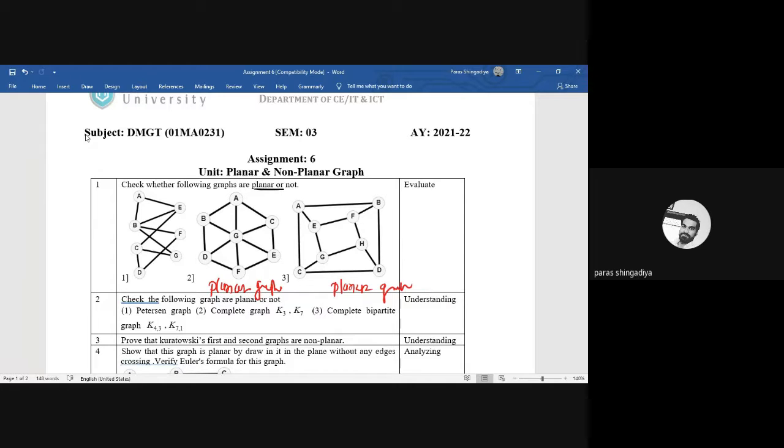And then start question number 2. Some special graphs are given, the Petersen graph and the complete bipartite graph, and you have to redraw them in planar form. You have to convert this shape into a planar form. If it is possible, then your conclusion will be planar. If it is not possible, then it is a non-planar graph. So complete questions 1 and 2.